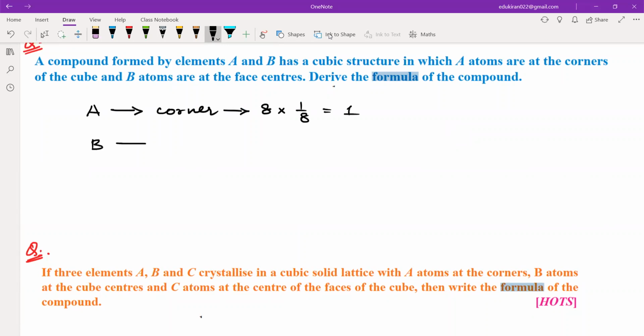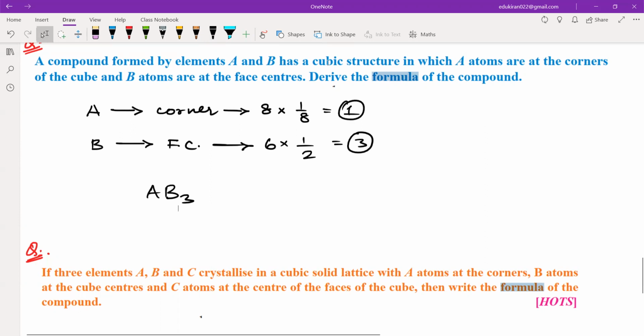Then we have B present in the face center. How many face centers? 6, into 1/2. So this will give me 3. So you'll have 1 and 3. You'll write A, B, 3. So this is already in the whole number ratio. You don't have to do anything else.